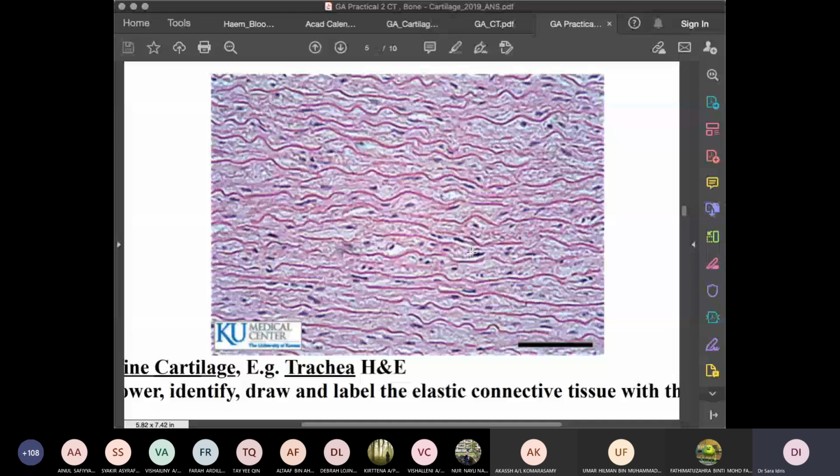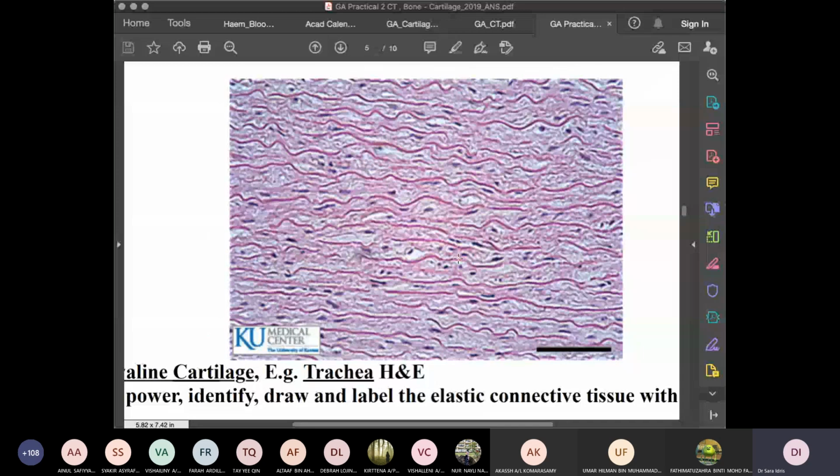So this is dense regular elastic. It has to be dense because you don't see a lot of spaces. Everything is very compact together. And it's regular because it's nicely organized. And it's elastic because you have thin hair-like wavy pattern. So you can tell the difference between the collagenous, dense regular collagenous, and dense regular elastic. So where do you find dense regular elastic?